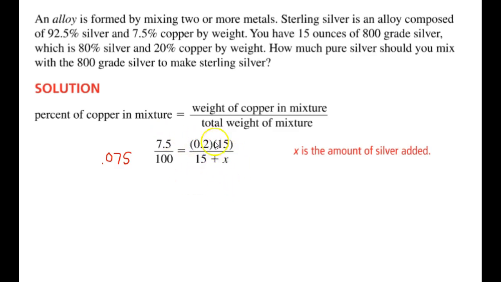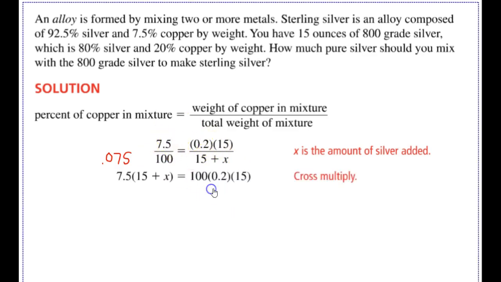So now that I have this, I can see I have a rational expression on the left and a rational expression on the right, so I can go ahead and cross multiply. So my 7.5 times the quantity, 15 plus x, and my 100 times my quantity up here in the numerator. Then I just simplify. I distribute this 7.5 and I go ahead and multiply.